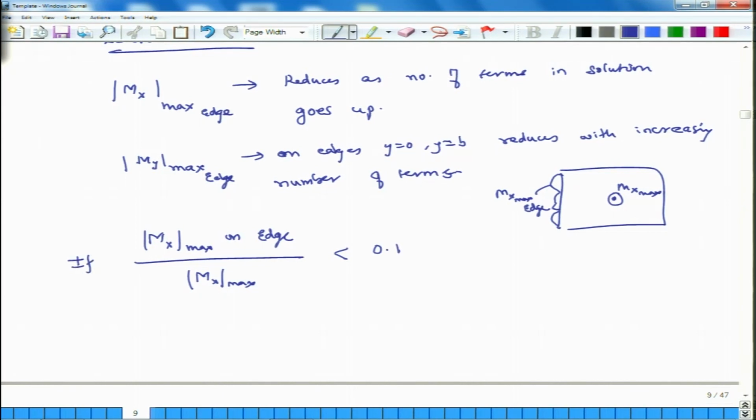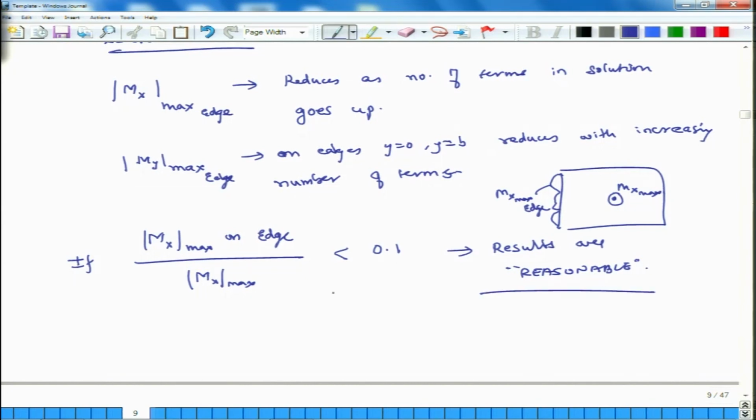So if this ratio is less than 10%, if we keep on increasing the number of terms in the solution till this ratio becomes less than 10%, then we can say that results are reasonable. Okay.